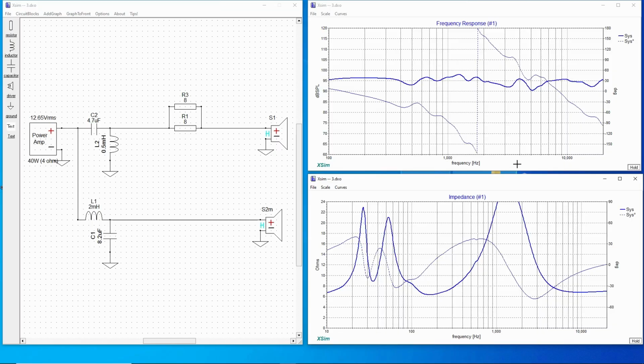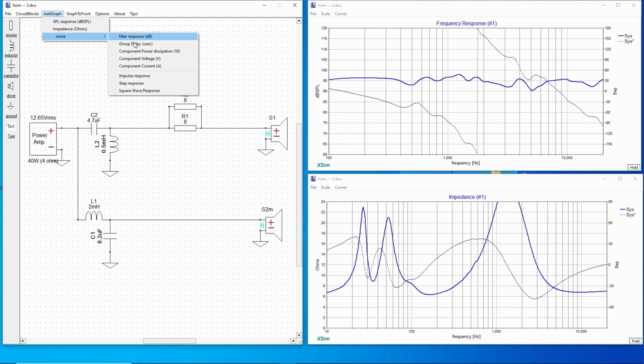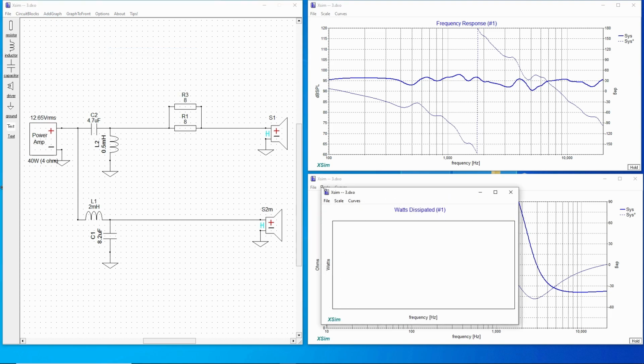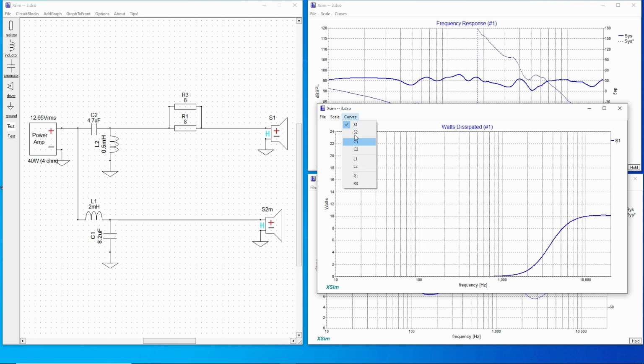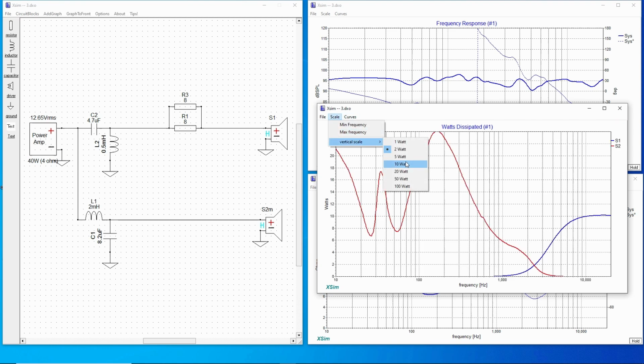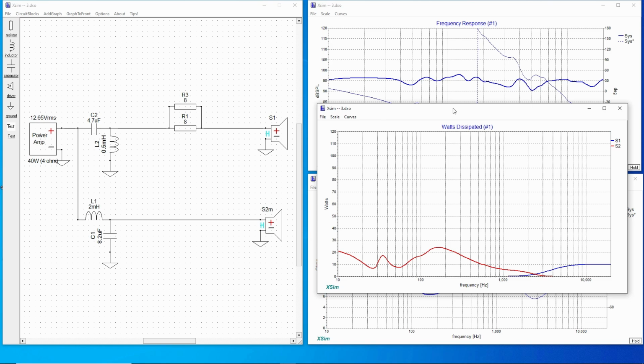However, we're not quite done yet. There is a crossover for these drivers, and adding electrical components to the mix changes the impedance curve. Let's add the crossover. This is how the schematic looks with the crossover in place, and let's add our graph. Add the two speakers to the graph. And let's check it out.